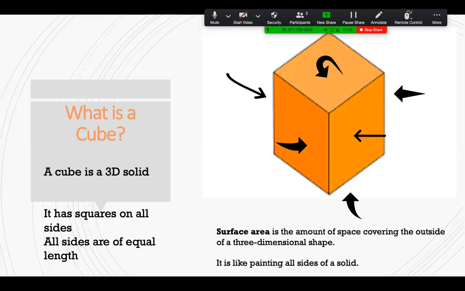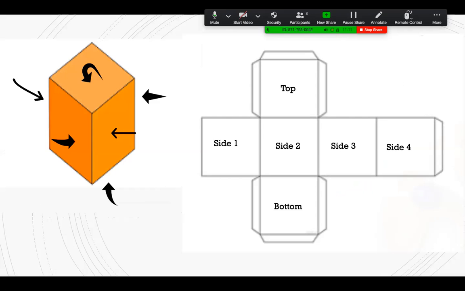So, again, the surface area we said, it's the amount of space covering the outside of a 3-dimensional shape. It is like painting all the sides of a solid, just like you have any cubic item and I ask you to paint it. How many faces will you be painting? 6. So to find the surface area of a cube, we are actually calculating the area of each of the faces. Can you see now the 6 faces clearly?